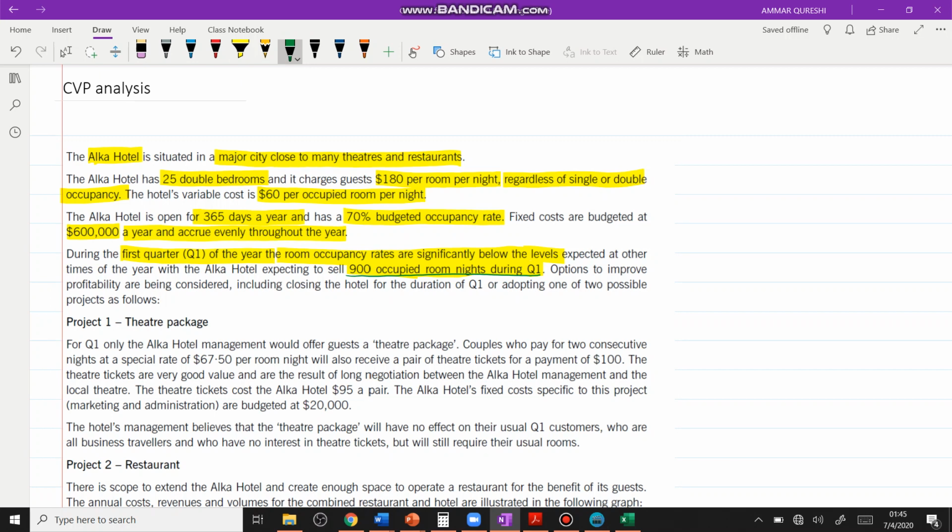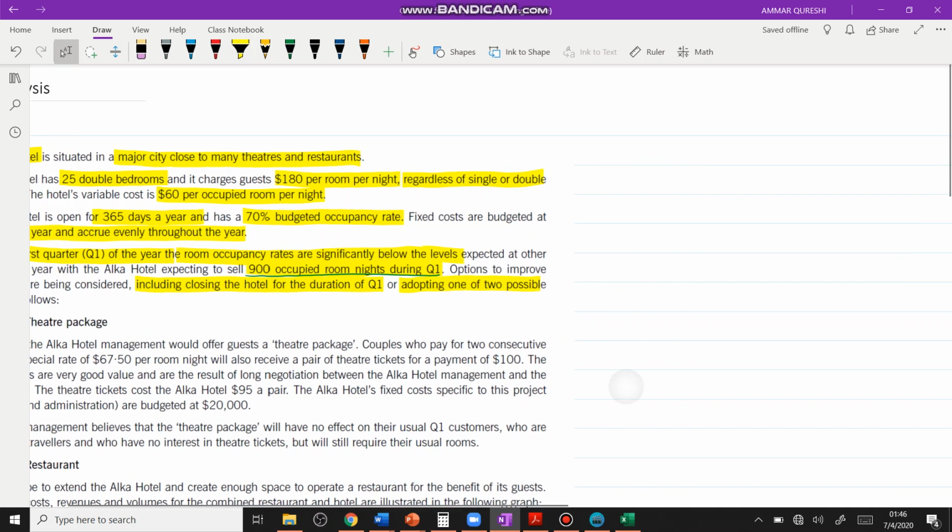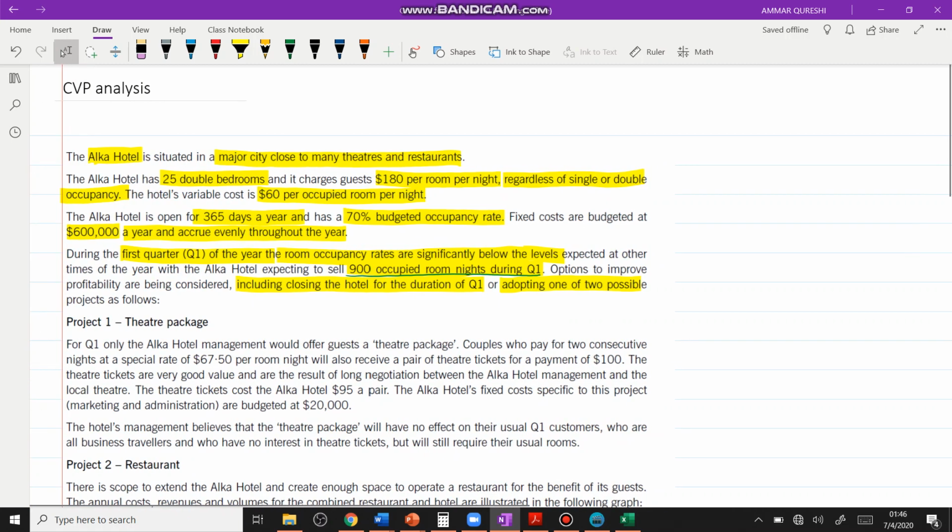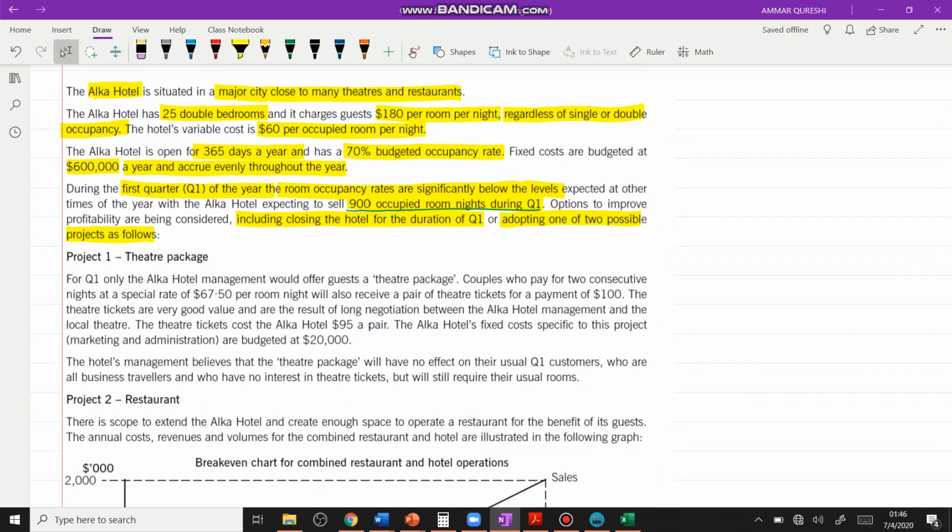Options to improve profitability are being considered, including closing the hotel for the duration of quarter one, or adopting one of the two possible projects as follows. So the first option is just to close the hotel for the first quarter so that we can save the cost. The other options are given below. The first is project one, the theater package for quarter one only. This is not applicable for the other quarters, just for quarter one.